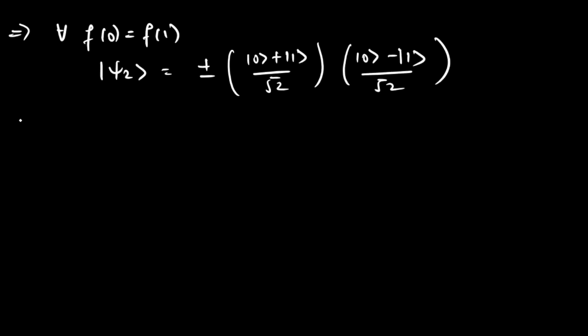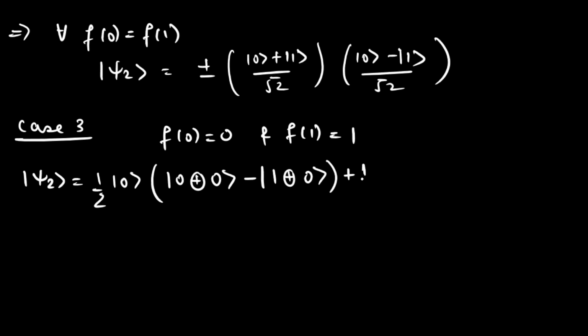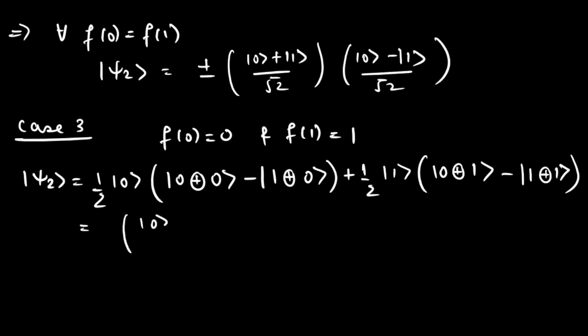Similarly, we can check for case 3, f(0) is equal to 0 and f(1) is equal to 1, that is f(0) is not equal to f(1). We'll have psi2 equal to half |0>(|0 XOR 0> minus |1 XOR 0>) plus half |1>(|0 XOR 1> minus |1 XOR 1>). And in a similar manner, if we solve this, we'll get (|0> minus |1>)/root 2 and (|0> minus |1>)/root 2.